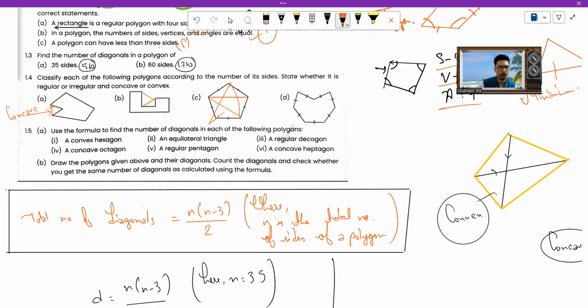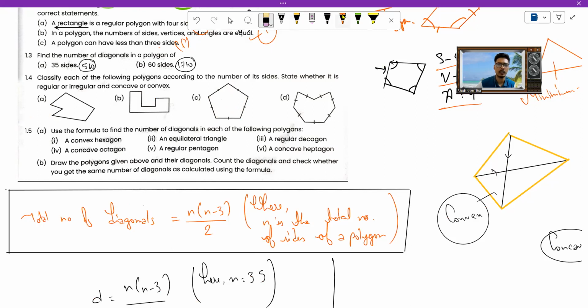See, basically if all the diagonals are inside, it is convex. If you look at this again, the diagonal is outside, so this is concave. So, understood the concept of concave and convex? Let's rub this.